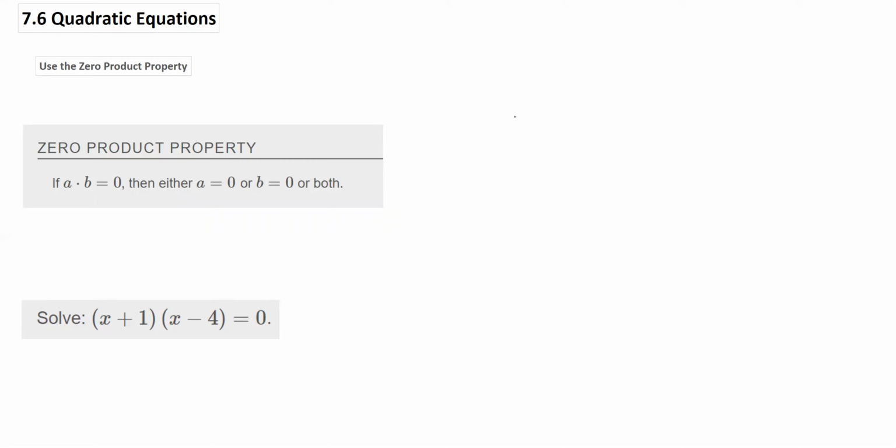Let's think about this. If I had a number 2 and another number 3, and I want to multiply these two to get a 0, is this true? 2 times 3 will give me a 6, not a 0. Think of some other numbers, maybe 10 and negative 1. 10 times negative 1 is negative 10, which is not equal to 0. That's also not true.